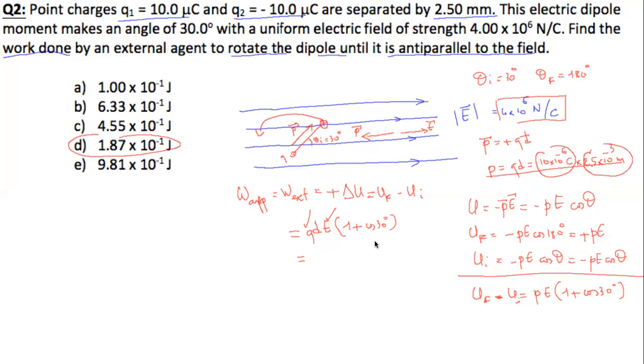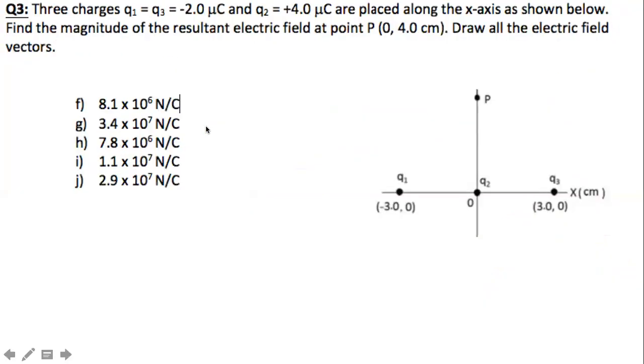Let me write it properly. It will be 0.187 joule, in other words, 1.87 times 10 to the power minus 1. So D is the correct answer. You do it, you have to mark. Let's move to the next question.